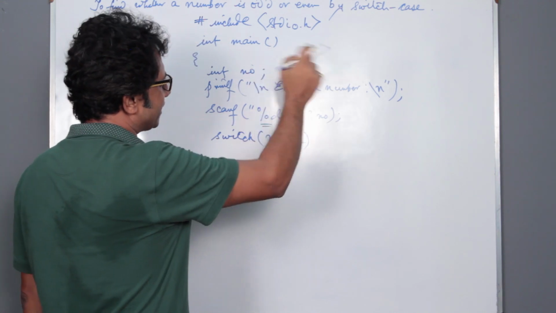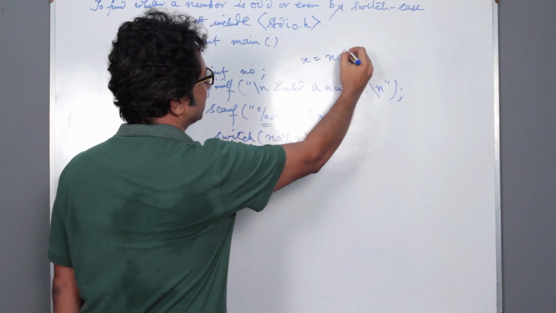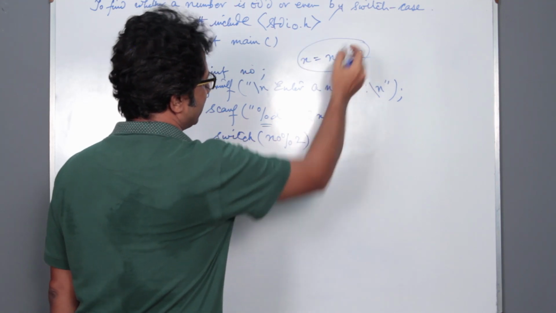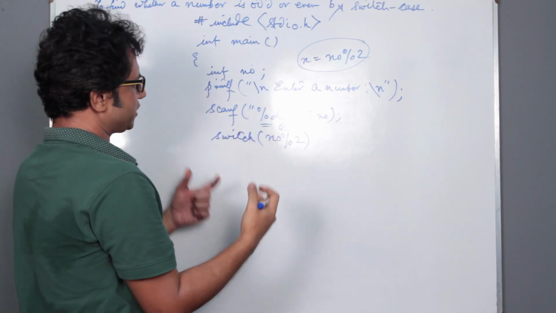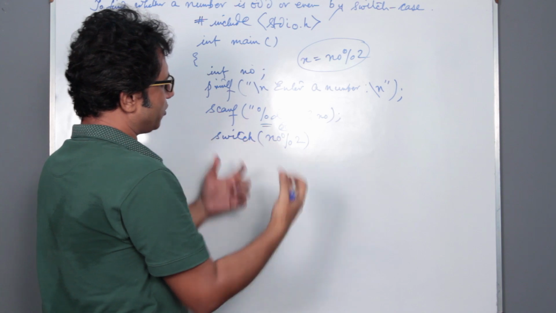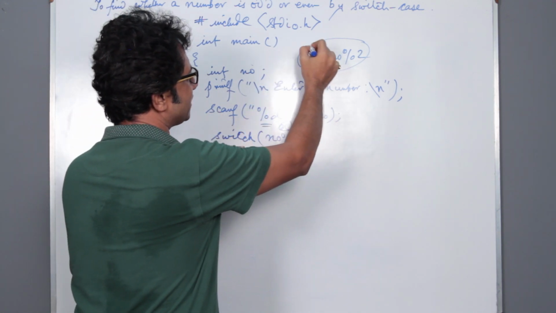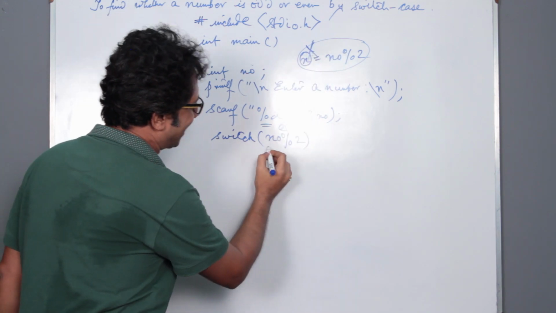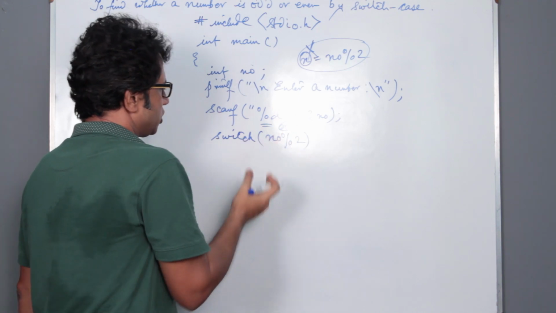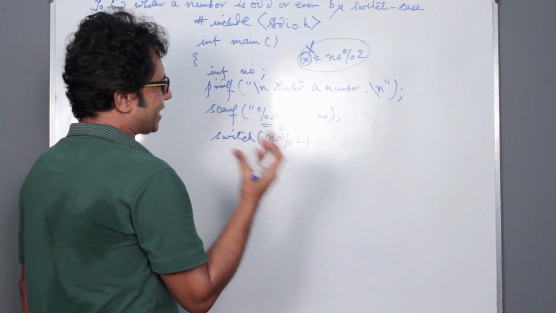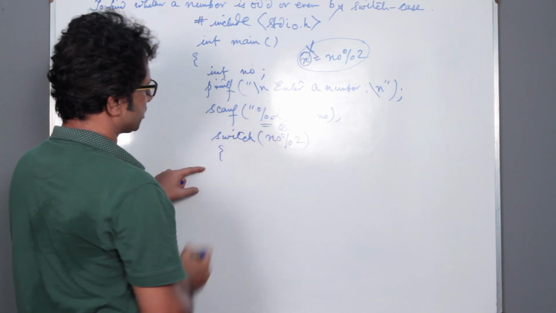You can take yet another variable like this x, keep this no %2 in x, and then supply x over here also. But in order to reduce the number of variables and save memory space, we are not taking this x, we are taking directly no %2. So we are optimizing the code in a manner so as to save our time and space. So this switch block will now start from here.